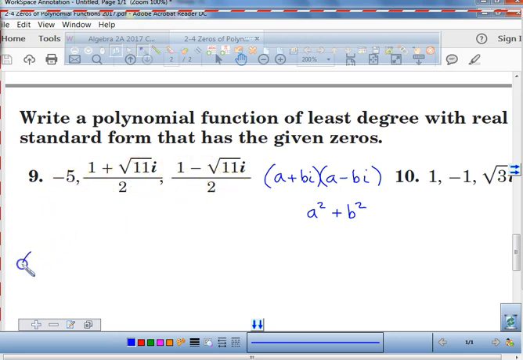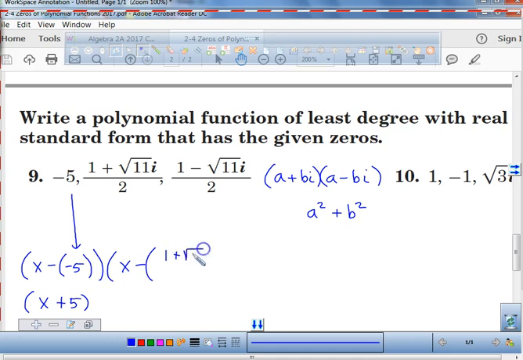What I want you to do right now is set it up with x minus, I'm going to open up a parentheses, and I'm going to plug in a negative 5. And when you do that, the factor becomes x plus 5. The next one we're going to do is x minus, I'm going to open up a big old parentheses, and I'm going to put 1 plus radical 11 i over 2, and I'm going to close it, because all I've done is take this one and plug it in.